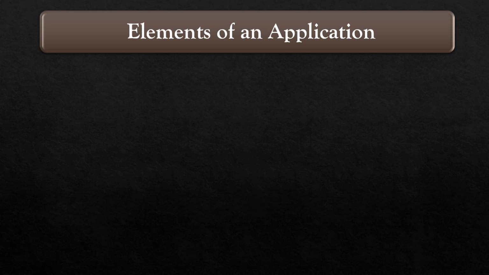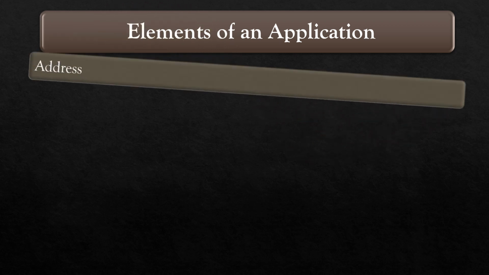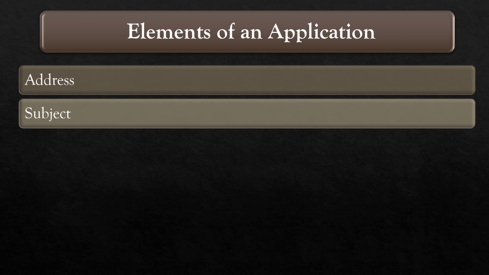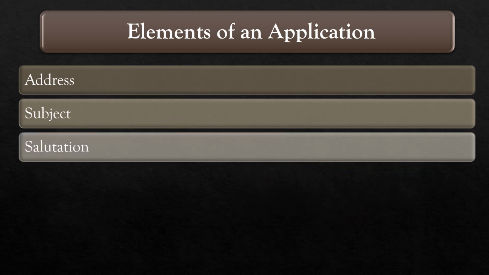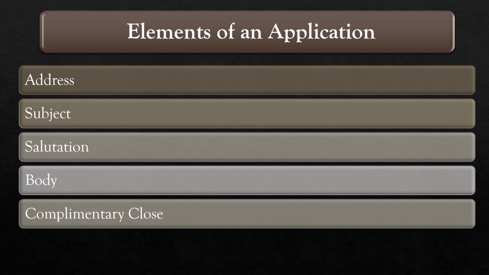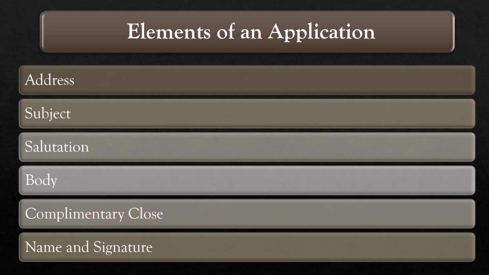Dear students, here we will discuss the elements of an application. There are some elements of an application that we will discuss one by one. First is address. Second is subject. Third is salutation. Fourth is body of an application. Fifth is complimentary clause. And the last one, name and signature. Now we will discuss them one by one.